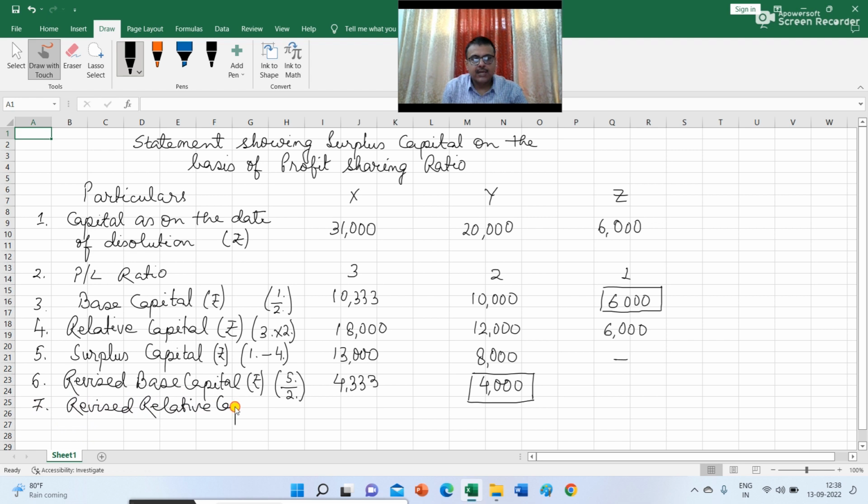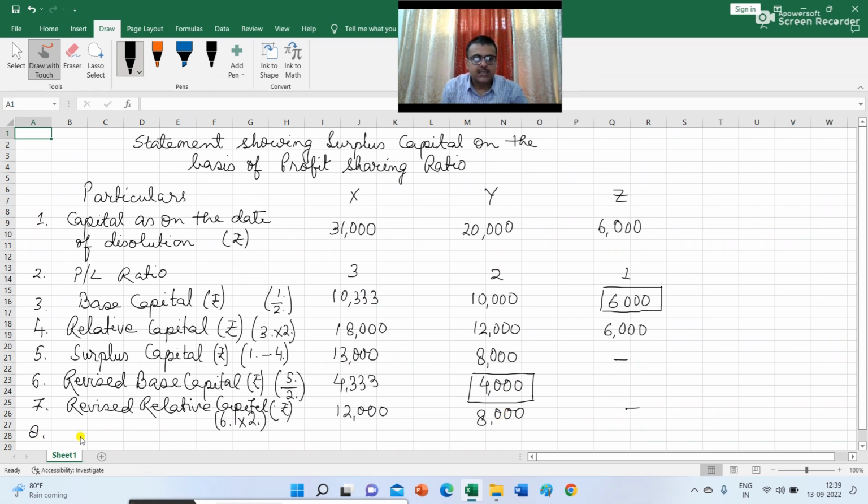So revised relative capital is computed by multiplying point number 6 into the PL ratio, that is point number 2. So 4,000 into 3 is 12,000, 4,000 into 2 is rupees 8,000. So revised relative capital I have computed here by multiplying this revised base capital, that is 4,000 into 3, 12,000, 4,000 into 2, rupees 8,000.